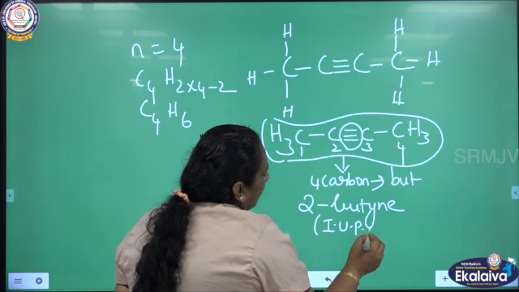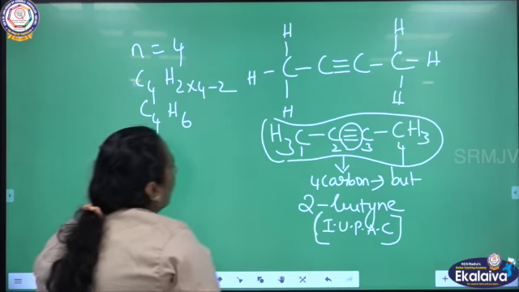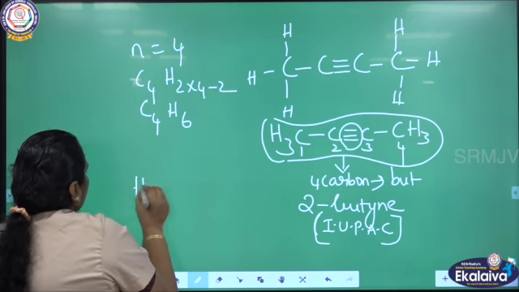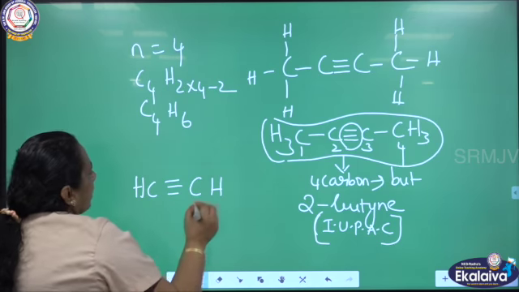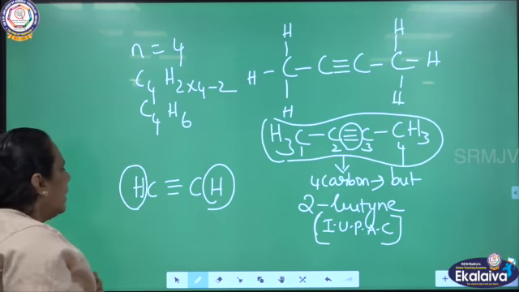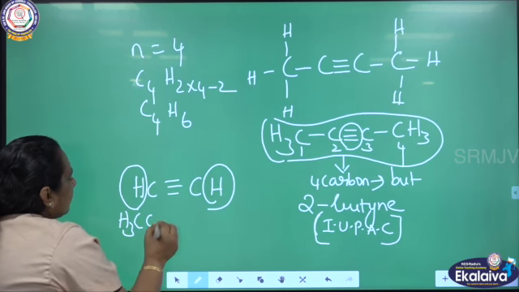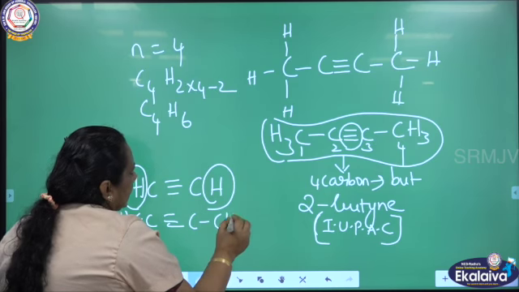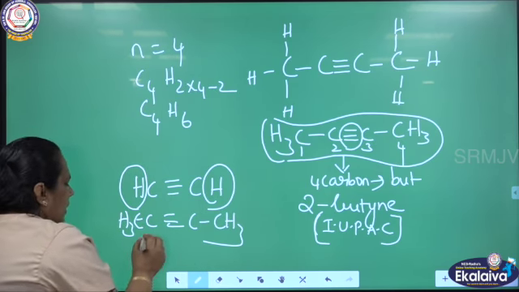What is the common name of this compound? The IUPAC name will be 2-butyne. The common name, actually, is based on acetylene, CH triple bond CH. What I have done is remove 1 hydrogen from here and 1 hydrogen from the other side. Instead of hydrogen, I have substituted CH3 on both sides. Actually, who is the parent?